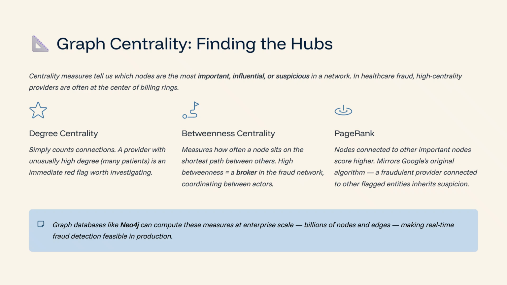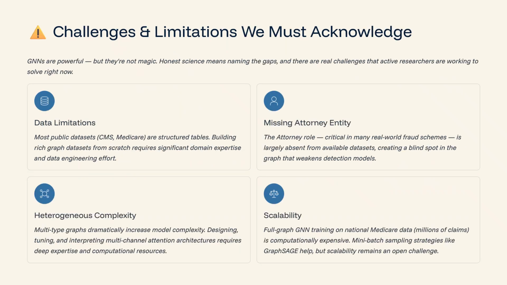Graph databases like Neo4j can compute these measures across billions of nodes and edges, making real-time enterprise-scale fraud detection genuinely feasible in production. Now, good science means being honest about where the gaps are. Graph neural networks are powerful tools, but they come with real challenges that we shouldn't gloss over.